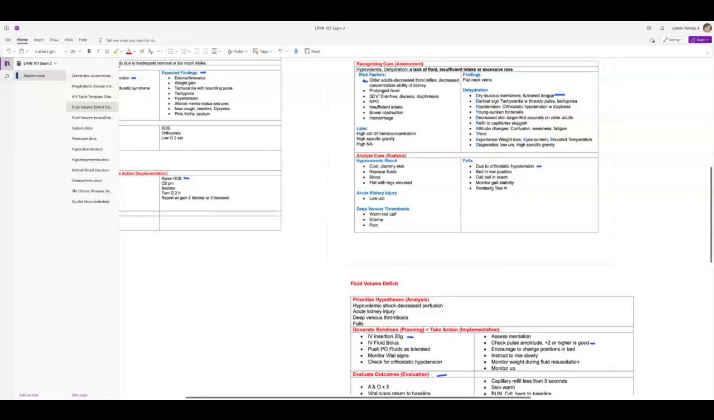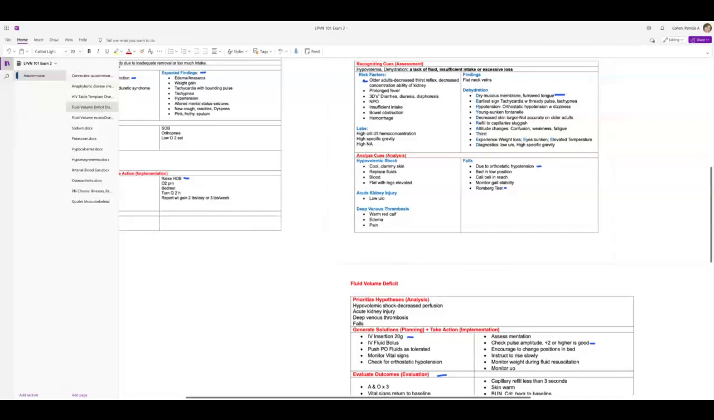So usually due to orthostatic hypotension. So the bed needs to be low, the call bell in reach, and we need to monitor gait stability. This Romberg test, now if somebody has repeated falls, right, they may have some neurological problems, so the provider will do a Romberg test, and that's a test of balance that you're going to need to know about, okay?